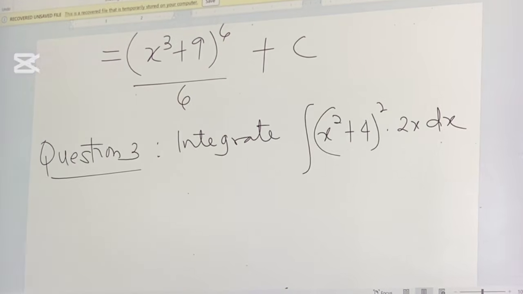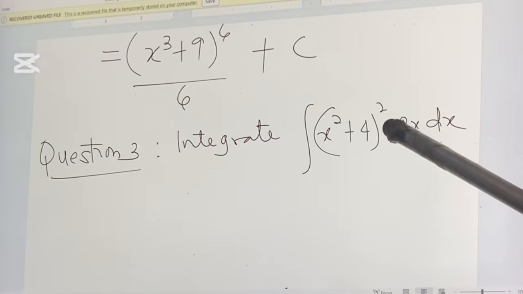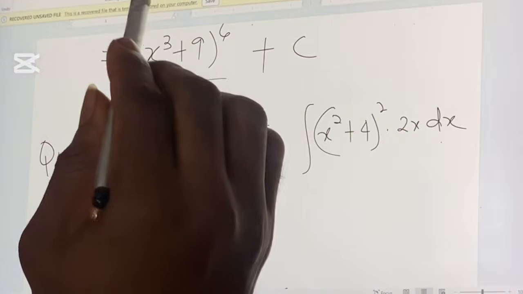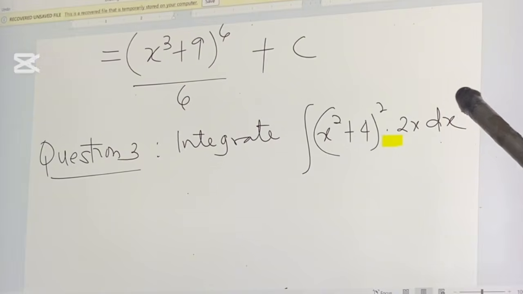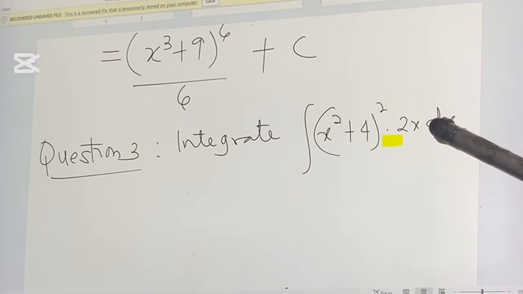Okay, let's take an example possible question here, question 3. Integrate (s squared + 4) all raised to the power of 2, times, the dot here represents times, 2s ds. Can you solve this on your own and send it in the comment section?